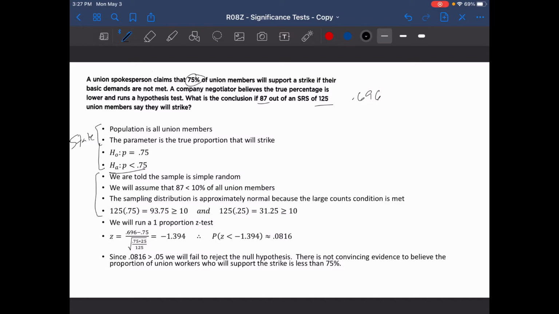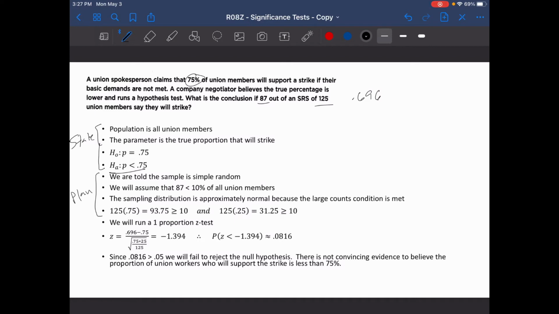From there, we would complete our plan portion. So we are told that the sample is a simple random sample. We can assume that 87 is less than 10% of all unions and union members, and we can say that the sampling distribution is approximately normal because the large counts condition is met.